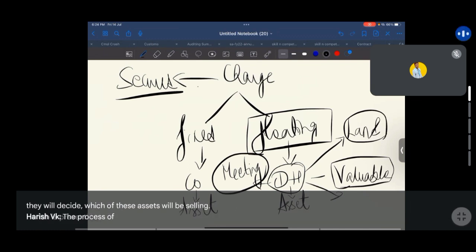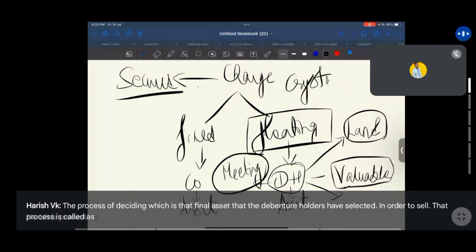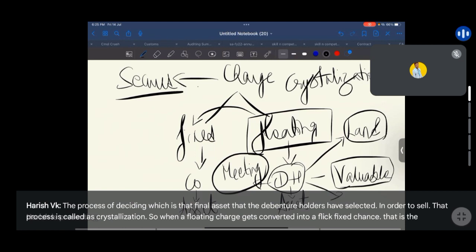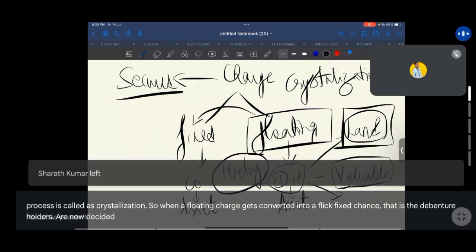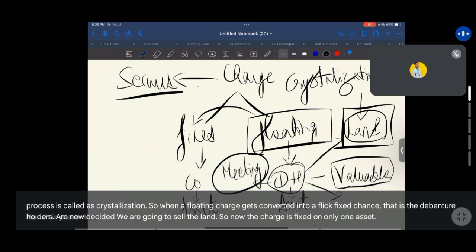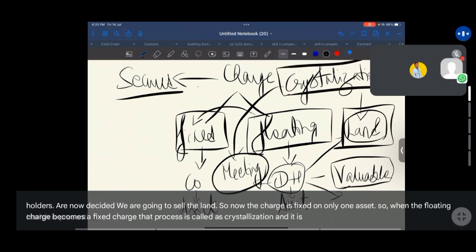The process of deciding which is that final asset that the debenture holders have selected in order to sell, that process is called crystallization. So when a floating charge gets converted into a fixed charge, that is, the debenture holders have now decided we are going to sell the land, so now the charge is fixed on only one asset, that process is called crystallization, and it is going to occur during the debenture holders meeting.